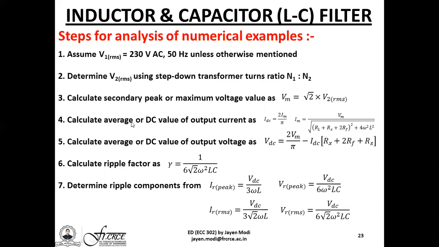You then calculate the average or the DC value of the output current with the equations of IDC and IM. And once you get the value IDC, you then calculate the average or the DC value of the output voltage given as shown. Ripple factor calculation is completely independent of the above steps. If you have the values of L and C, it is very easy to compute ripple factor gamma. And if you are asked, you can also determine the extent of the ripple components, for the peak ripple current, the RMS ripple current, the peak ripple voltage, or the RMS ripple voltage based on these previous values.